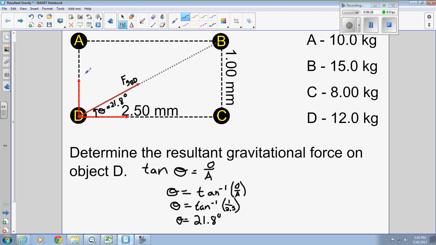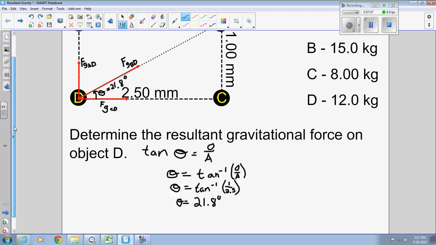And we can see this is multi-dimensional. So there's two dimensions going on here. You've got a y direction and an x direction of forces acting on B. We're going to add the vectors mathematically, sum them up, and figure out the components of the resultant vector. So let's label the rest of our forces. This is a force of gravity for A acting on D, and this is the force of gravity of C acting on D.